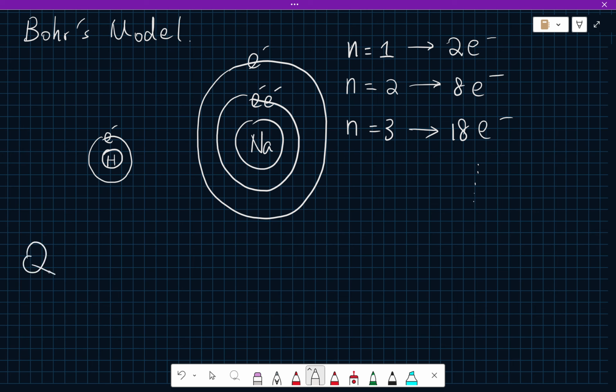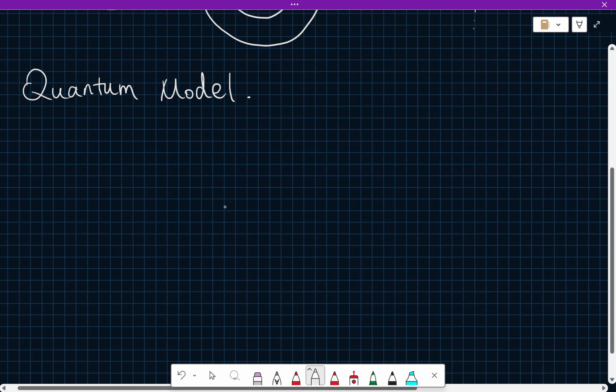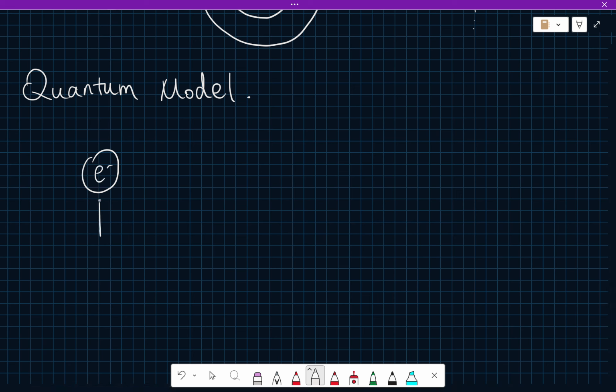So if we look at the quantum model of atoms, we will actually have a more accurate illustration of atomic structure. So in the quantum model, we will see that electrons, instead of behaving like a particle, behave like a wave. So electrons' energy is sort of dispersed in the form of a wave.